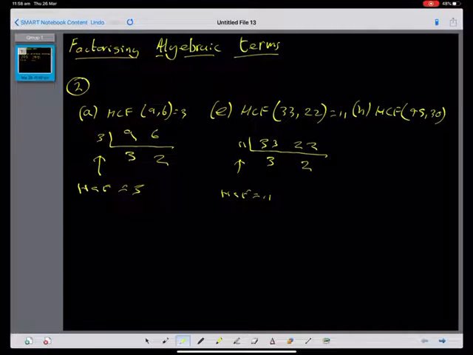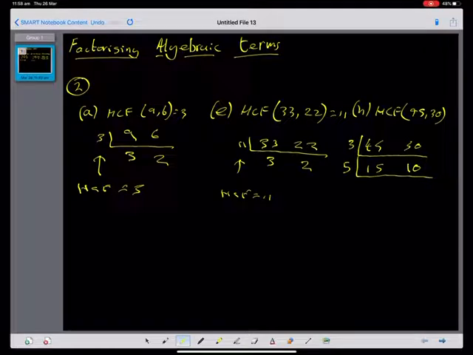Okay, so let's do this with 45 and 30. We can do 3 to get 15 and 10. Then we can do 5 to get 3 and 2. We stop. And the highest common factor then is 3 times 5, which is 15. Okay, so let's have a look at some more examples.